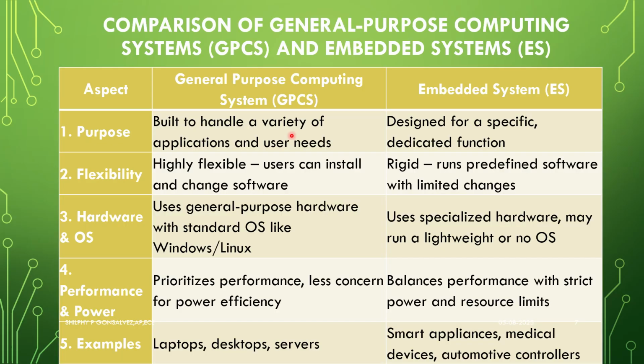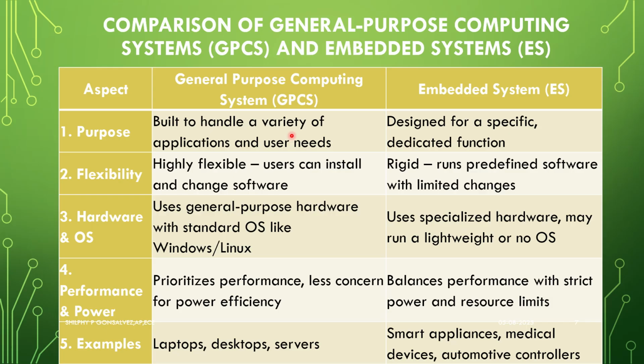Here comes the comparison of general purpose as well as the embedded system. So coming to the purpose, general purpose computing systems are built to handle a variety of applications as well as the needs of users. But coming to the embedded system, they are designed for a specific dedicated function. When it comes to flexibility, general purpose computing systems are highly flexible and users can install and change the software.